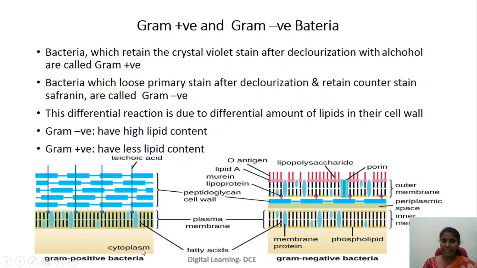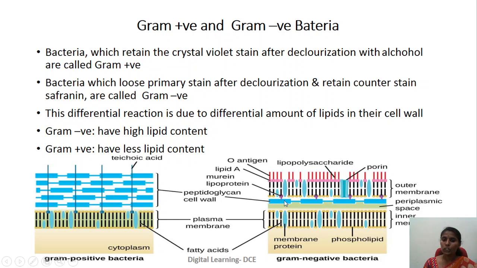During the gram staining technique, since in gram-positive bacteria the peptidoglycan layer is thick, when we use a decolorizing agent, that is alcohol, there is no outer lipid layer, so there is no leakage in this cell wall, hence the primary stain remains as such. After the gram staining technique, these gram-positive bacteria look purple in color.